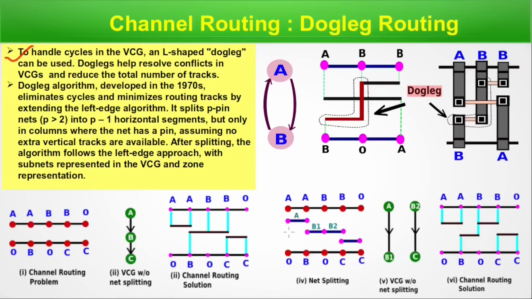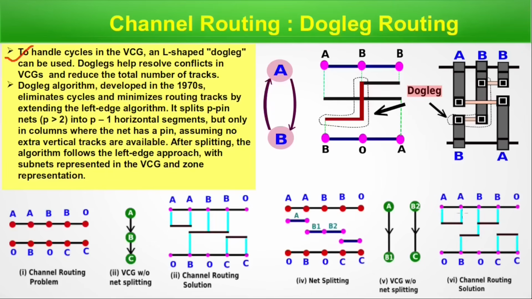Now net splitting: it splits P-pin nets, when P is greater than 2, into P minus 1 horizontal segments. Like here, net B has P greater than 2, with 3 pins. So 3 is greater than 2, and P minus 1 is 3 minus 1, that is 2. It will split the net into 2 horizontal segments. So it has been split this way, B1 and B2.